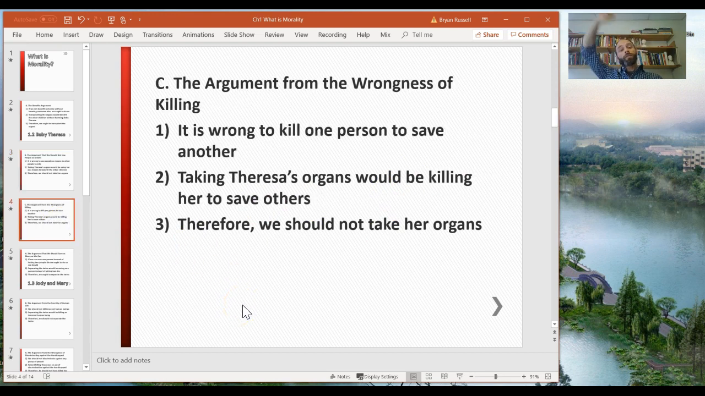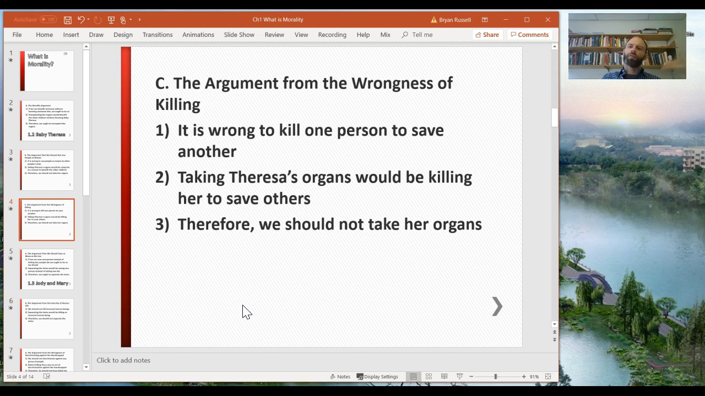All right, so let's consider another argument. Maybe this was the first argument that might have occurred to you about this case, the argument from the wrongness of killing. And we talked a little bit about this in the trolley problem. So it's wrong to kill one person to save another. Taking Teresa's organs would be killing her to save others. Therefore, we should not take her organs.